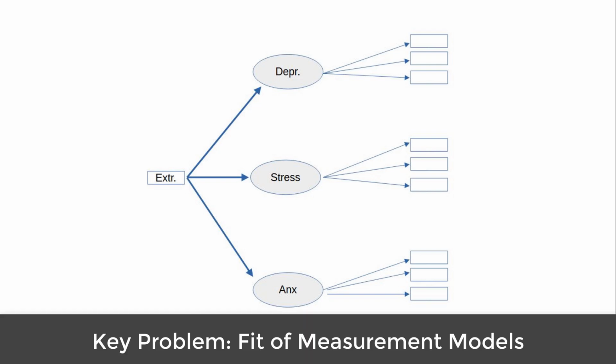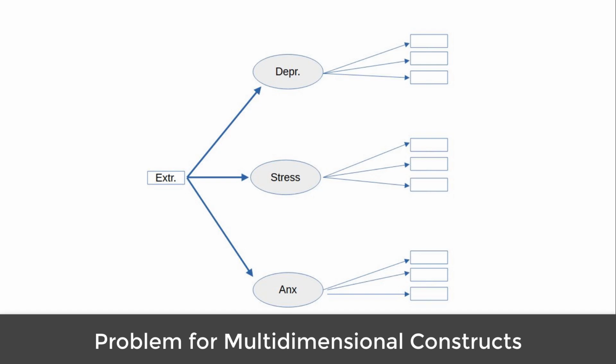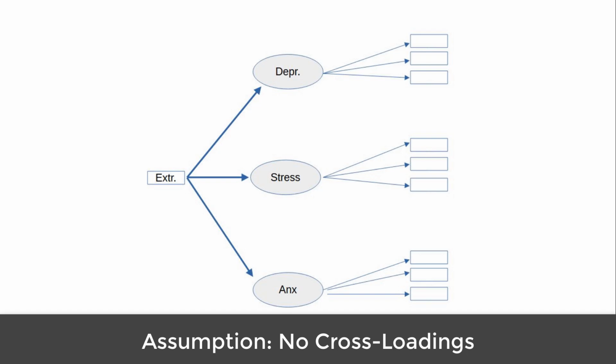One key problem in SEM often is the fit of the measurement part, and that's especially a problem with multidimensional scales, because there are many constructs around where you have subfactors. So you have one overall construct, but you have distinct subconstructs or lower order factors that together make up this construct. And in most cases there is a restrictive assumption that each item only loads on one of those subfactors. However, that's quite difficult for a multidimensional construct to generate items that really are that specific to only one subfactor, to one dimension of this multidimensional construct.